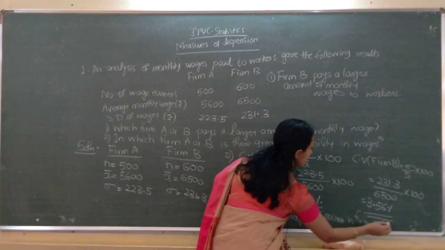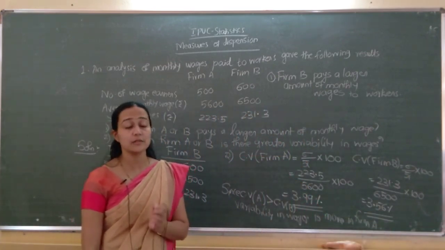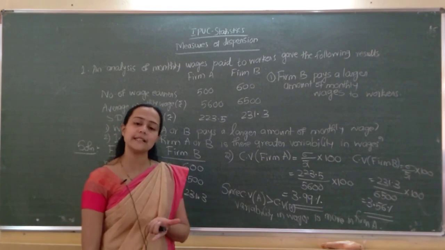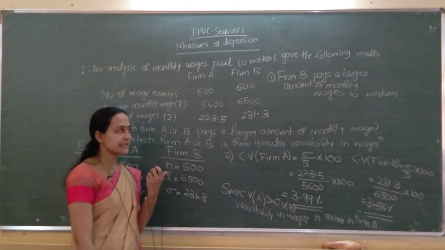Firm A, yes, firm A. Variability is more in firm A. So CV more means variability is more. So clear na? Hope this much is clear to you.